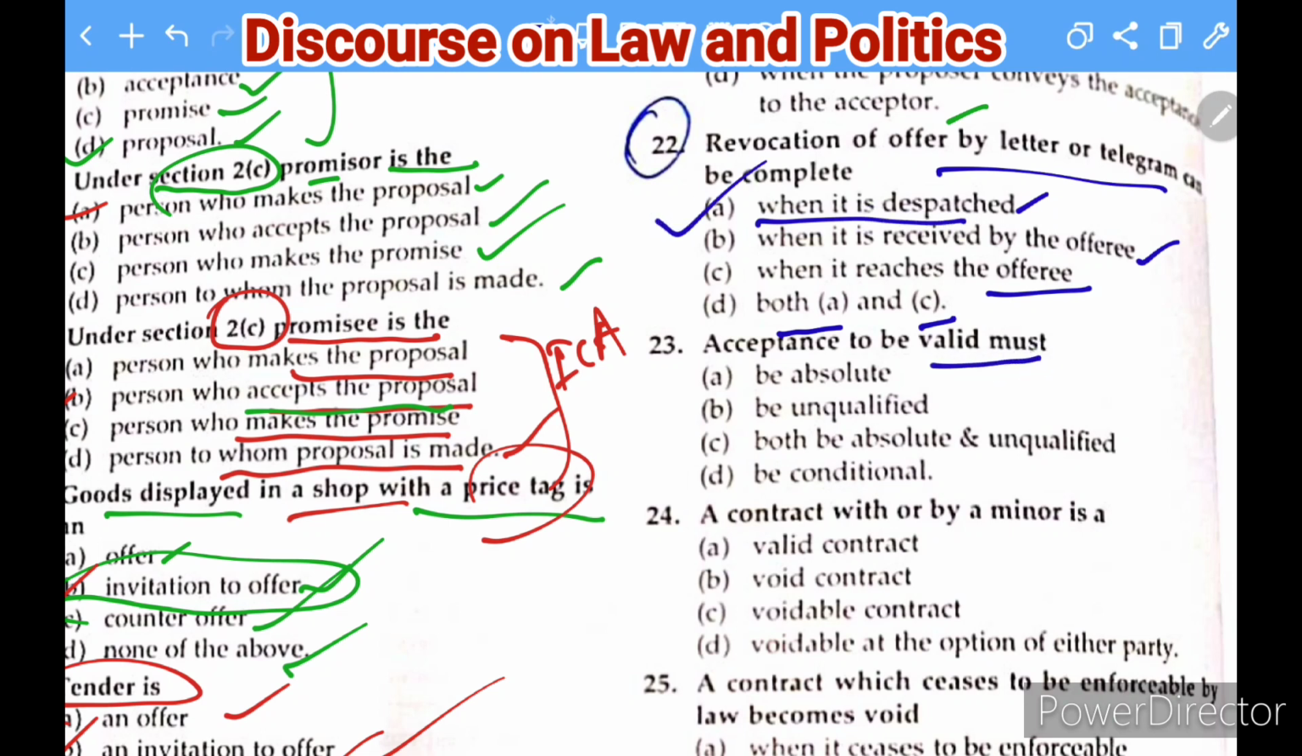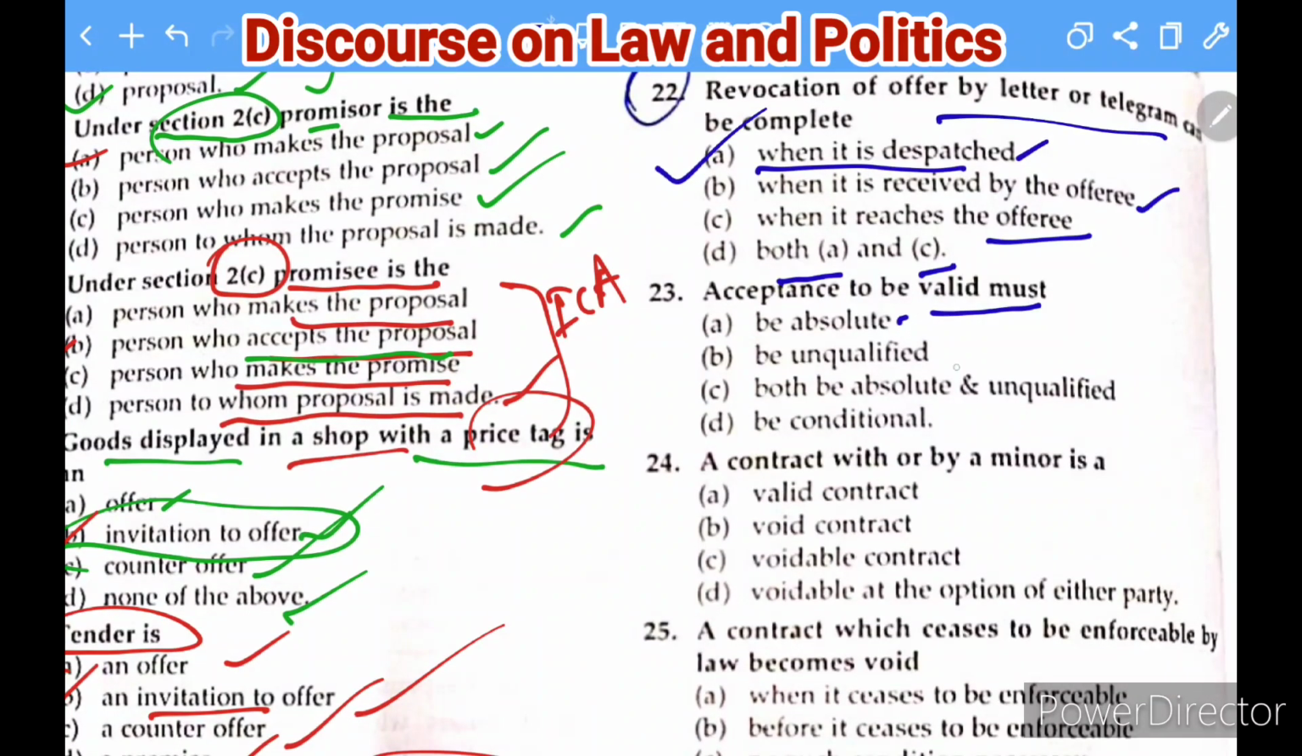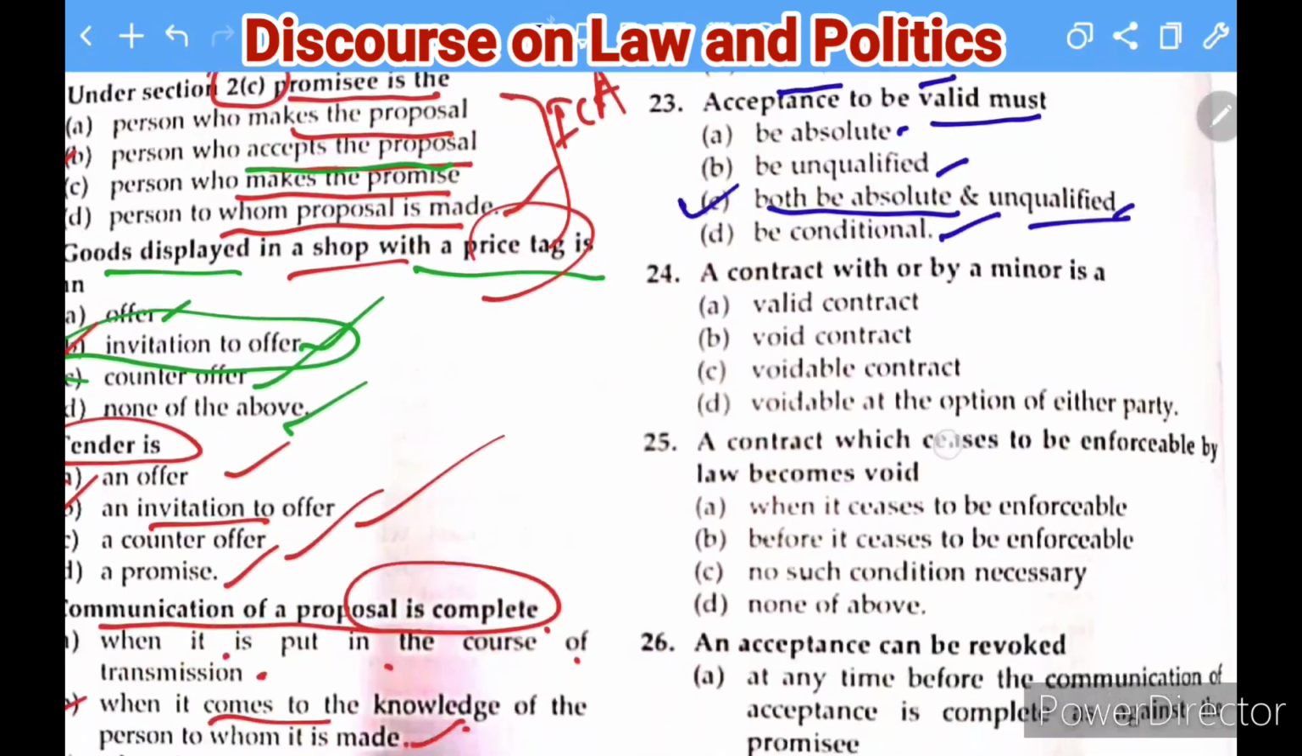Acceptance to be valid must be absolute, be unqualified, both be absolute and unqualified, or be conditional. So just give me your answer here. I know you all know the answer here. So yes, the answer is both. The acceptance must be absolute and unqualified. Moving to the next question.